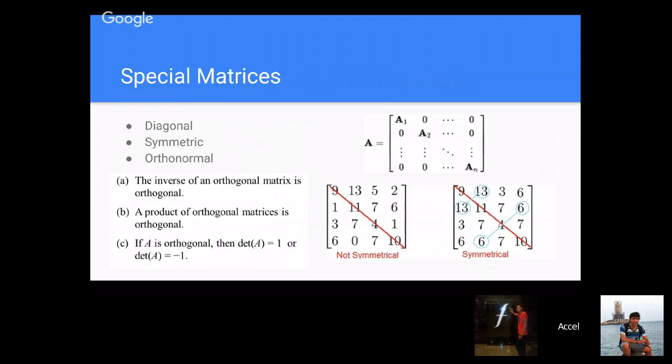The inverse of an orthogonal matrix is orthogonal, of course. A product of orthogonal matrices is orthogonal, and if A is orthogonal, then I'm not really sure what that DET stands for. Do you guys know? It is the determinant. Oh, yeah, determinant. Oh, awesome. Cool. We're going to cover that later. So the determinant of A is equal to 1, or the determinant of A is equal to -1. Cool. So just some other things to look for when you're identifying these matrices.